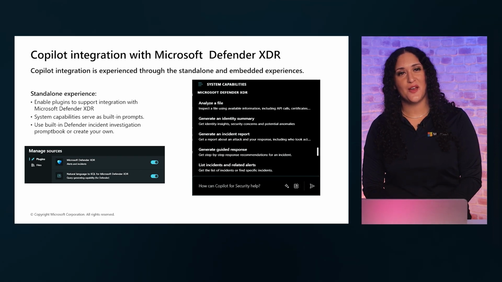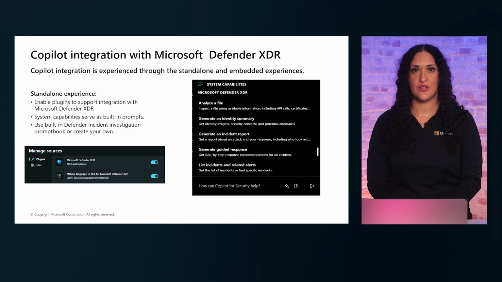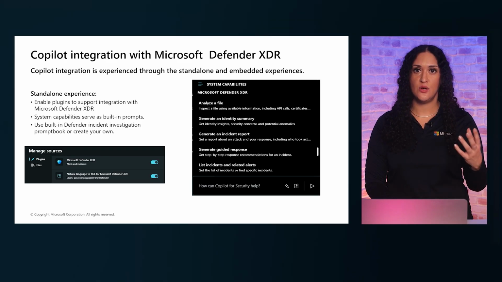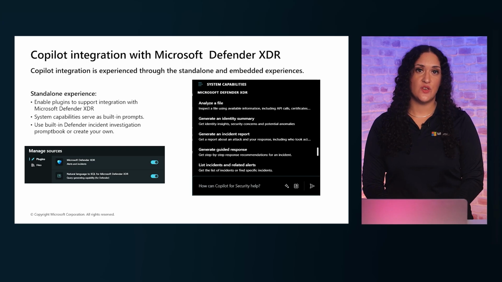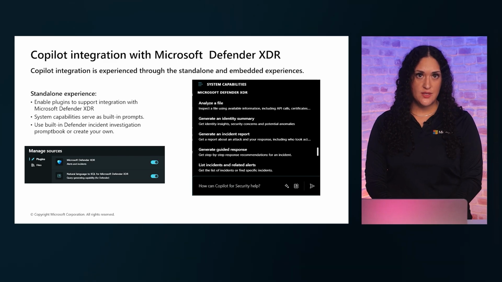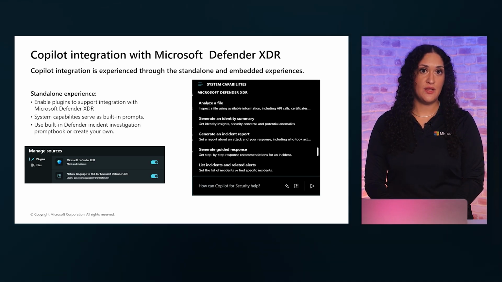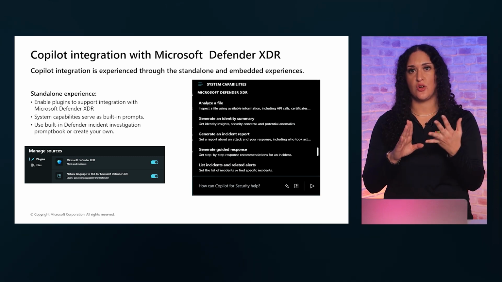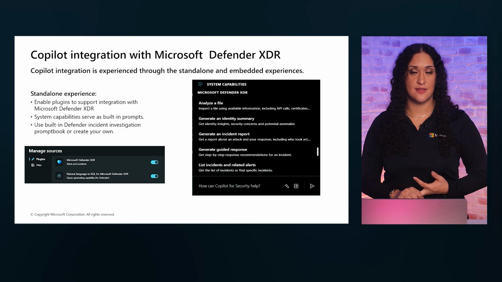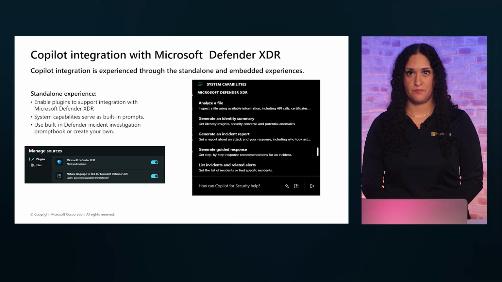And of course, we can use Microsoft Security Copilot here as well to enhance day-to-day investigation and response. Microsoft Security Copilot integration with Microsoft Defender XDR is available through both standalone and embedded experiences, giving security teams flexibility in how they work. In the standalone Copilot experience, we have to enable plugins for Microsoft Defender XDR and natural language to KQL, unlocking the built-in system capabilities such as analyzing files, generating incident reports, listing incidents, creating guided responses, summarizing device or identity security state.